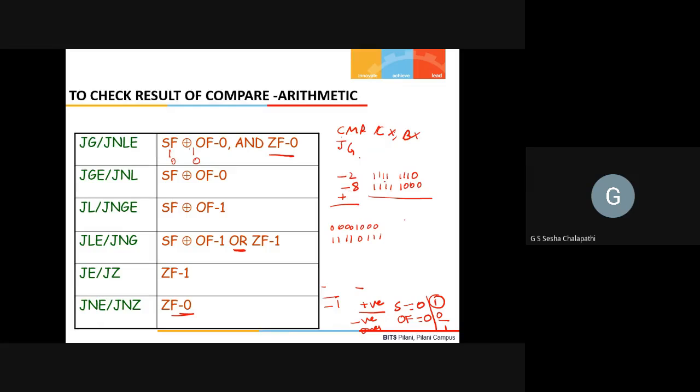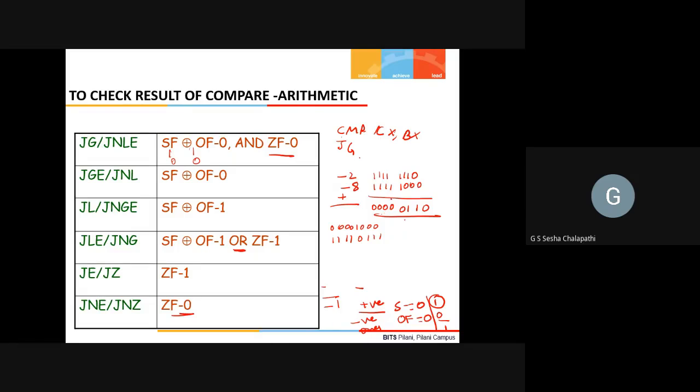So you are now doing a subtraction. When you do a subtraction, what will the microprocessor do? 0 minus 0 is 0. 1 minus 0 is 1. 1 minus 0 is 1. 1 minus 1 is 0. 0, 0, 0, 0. So there's no carry out. In the previous case, what was the case? There was a carry out.